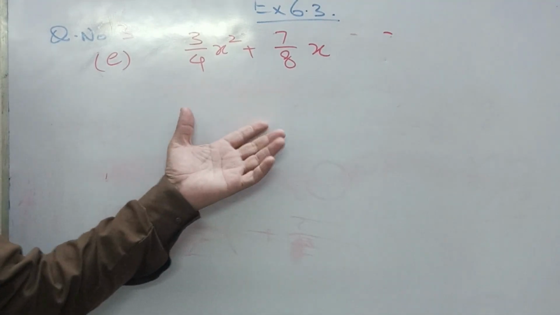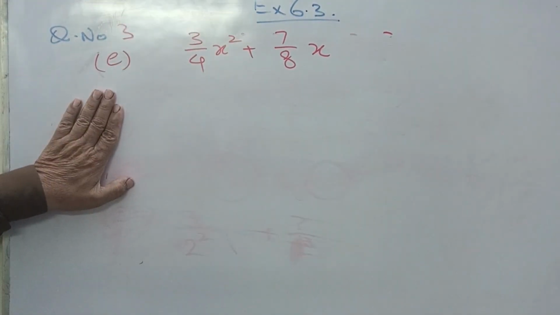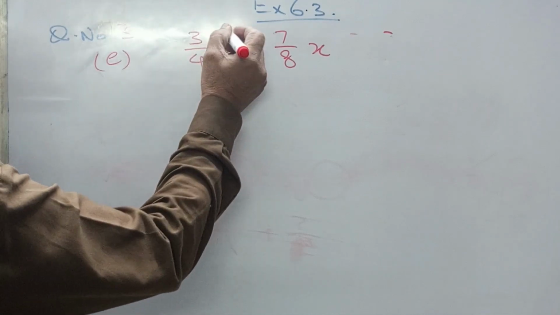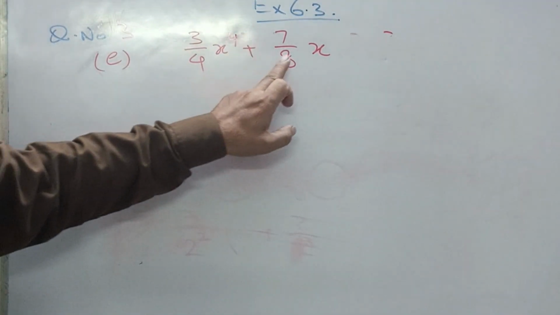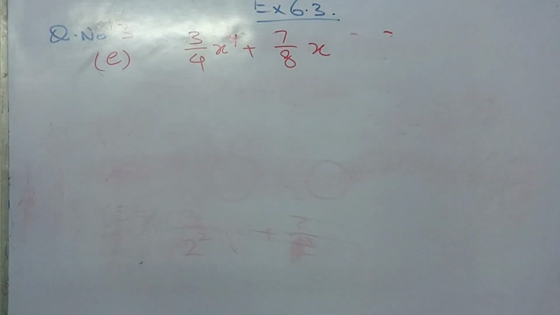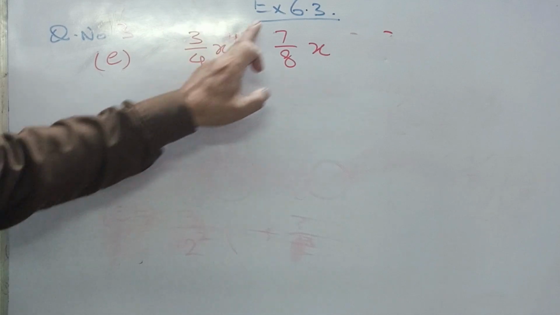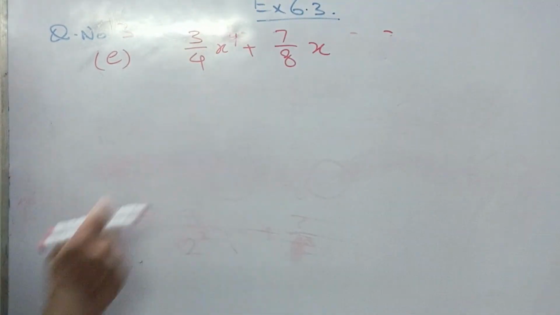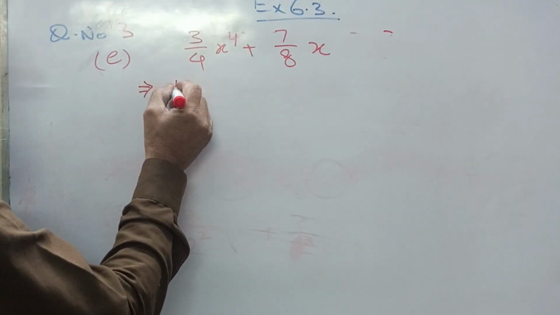Now my dear students, we have a very tricky question coming ahead of us, part E. Question number 3, part E, which is 3/4 x^4 plus 7/8 x. Now we have to take the common from the coefficients. What I do, I break up these two coefficients.